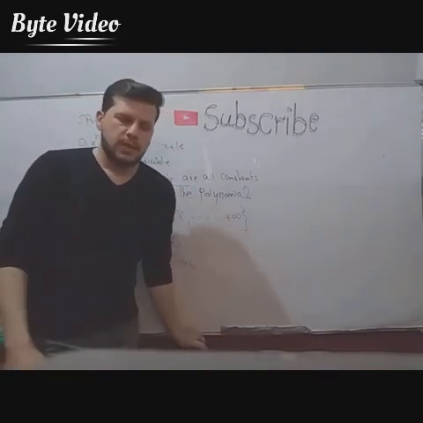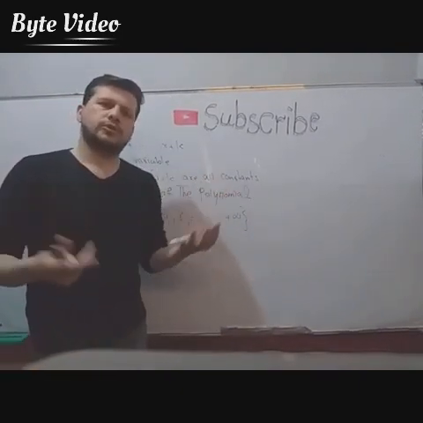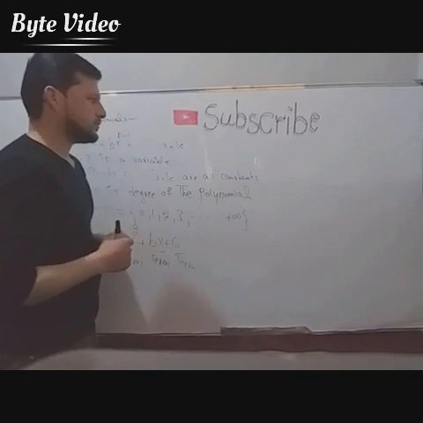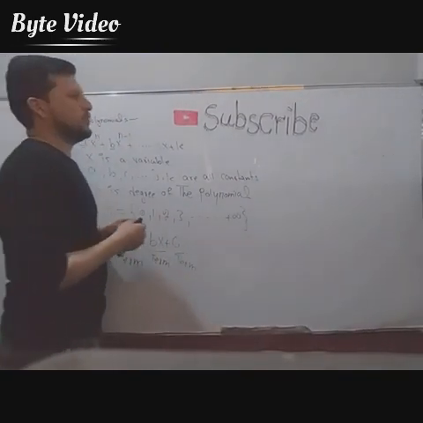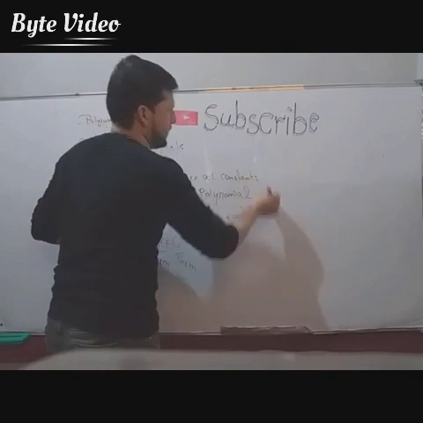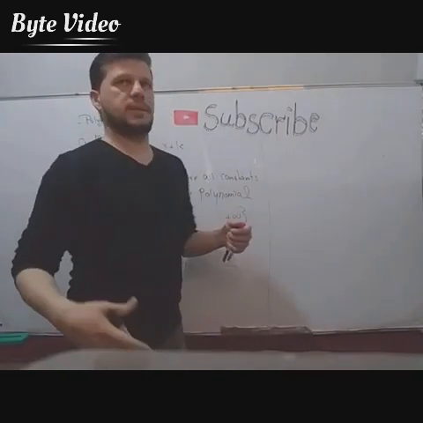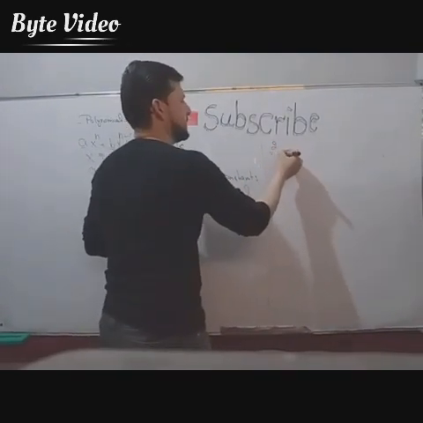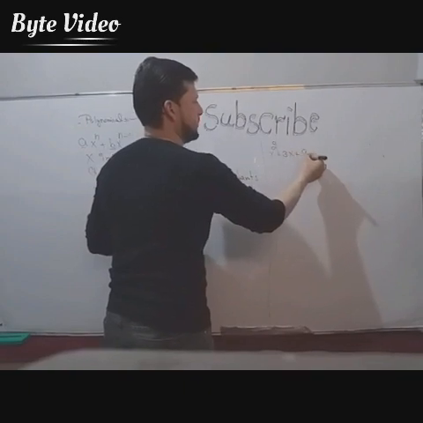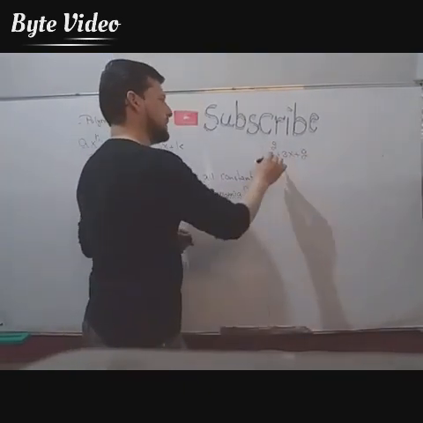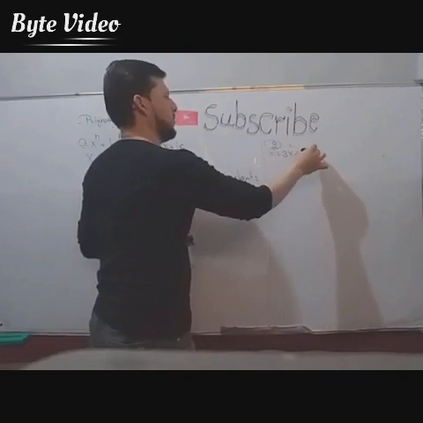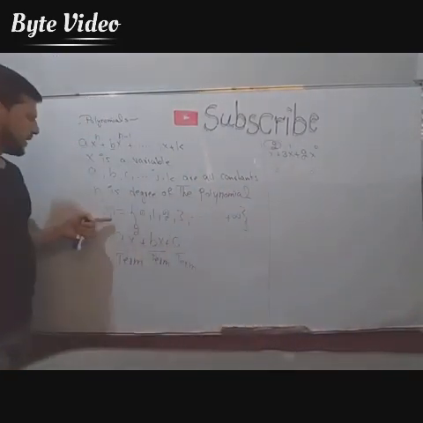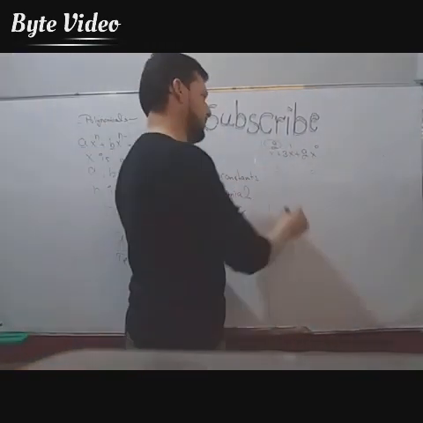In numbers we have four operations. In polynomials also we have four operations: addition, subtraction, multiplication, and division. So if you want to know which expression is a polynomial and which is not: if you have x squared plus 3x plus 2, this is a polynomial. Why? Because here the exponents are 2, 1, and 0, which are included in the set of whole numbers. So it is a polynomial.